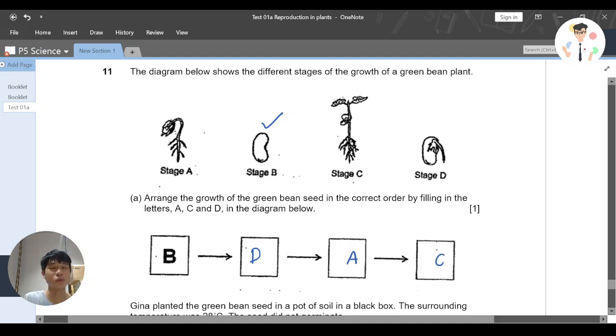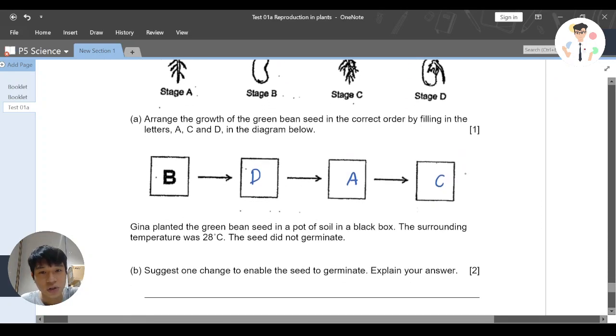If you don't know the steps like the root, then shoot, then the first true leaves, by looking at the height you can also somehow guess. But this is something that you must know, very important: root, shoot, then first true leaves.